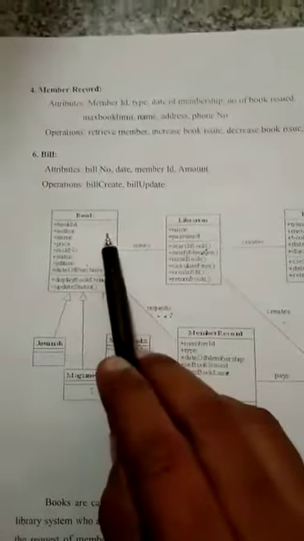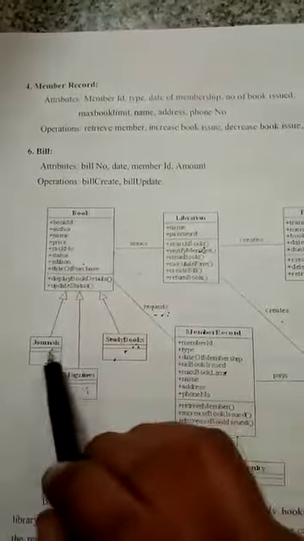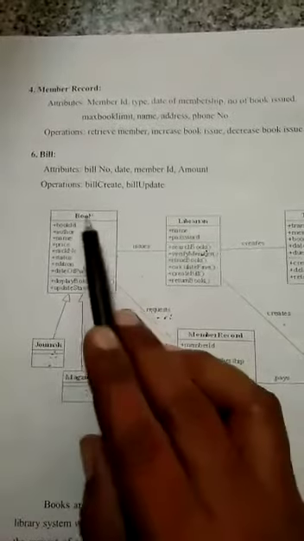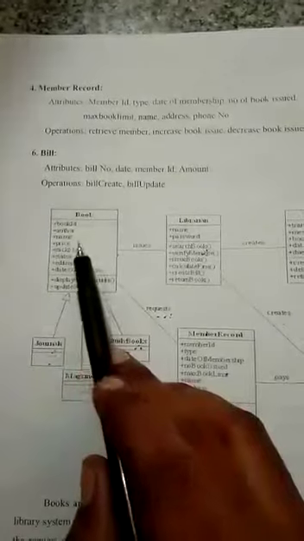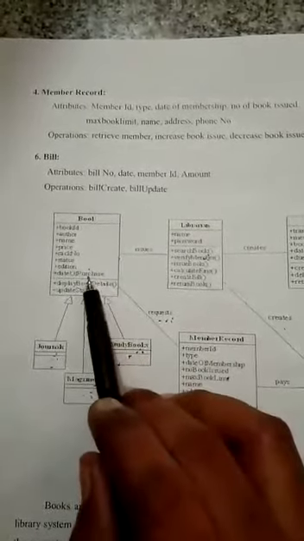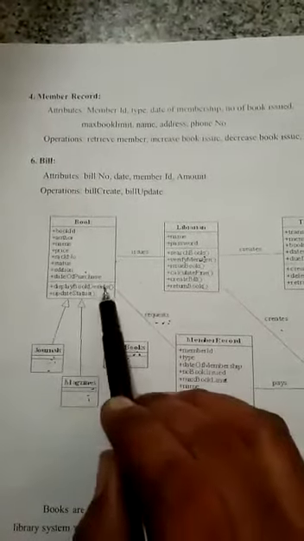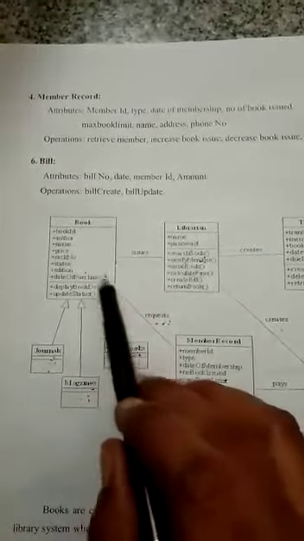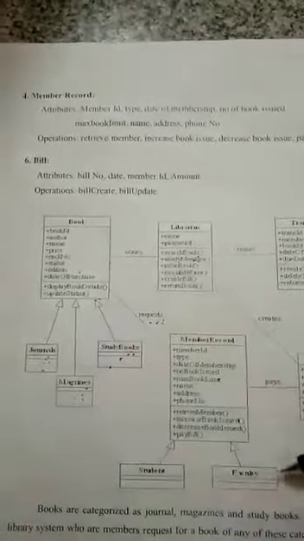So the book is categorized as journals, magazines, and study books. The book contains book id, author name, price, rack number, status, edition, and date of purchase. These are all the attributes the book has, and these are the methods: display book details, and update the status of that particular book which was received or requested by the student or the faculty.